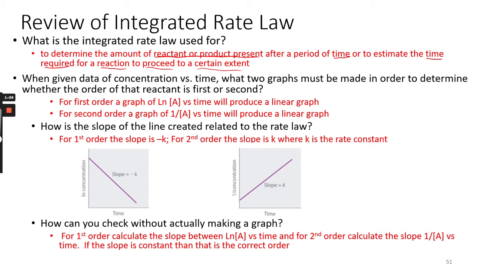Whichever of these graphs gives you a straight line, or a linear graph, that is the order. So if it's the natural log of A versus time, then it is first order. If it's 1 over the concentration of A versus time, then it is second order.